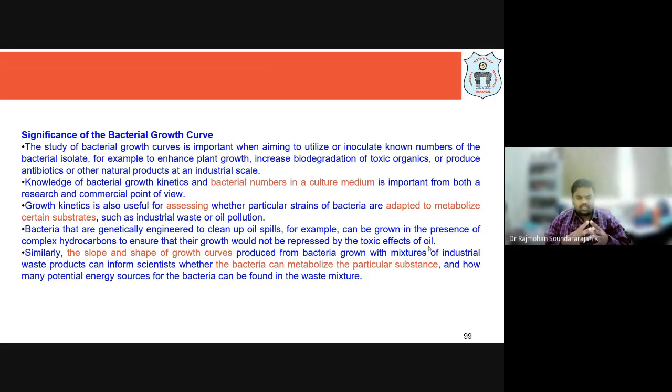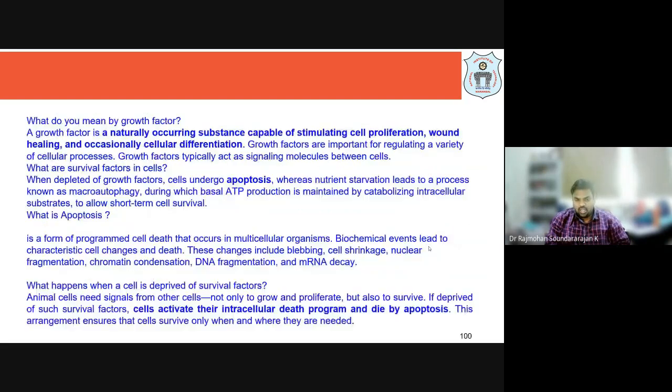The slope and the shape of the growth curve produced from bacteria grown with mixtures of industrial waste products give scientists information on whether the bacteria can metabolize a particular substance, and how many potential energy sources for the bacteria can be found in a waste mixture. So isolating and identifying the microorganism in a given wastewater or any oil spill waste is also possible using this procedure.